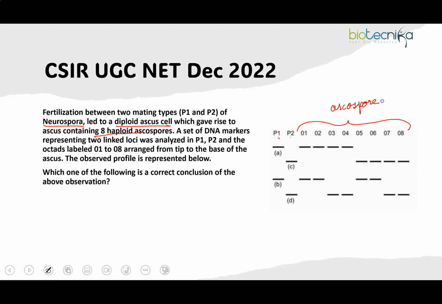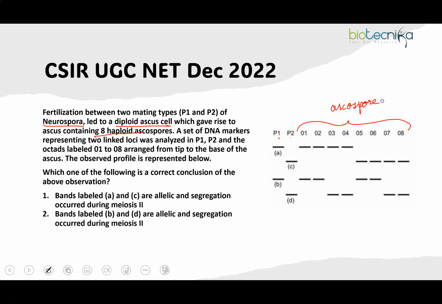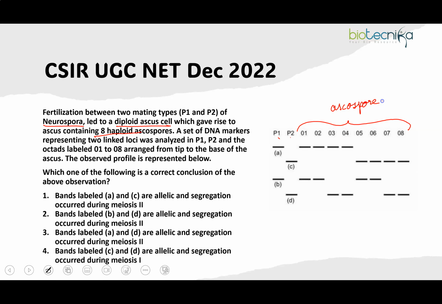Which of the following is the correct conclusion of the above observations? What are the options given? Bands labeled A and C are allelic and segregation occurred during meiosis 2. Bands labeled B and D are allelic and segregation occurred during meiosis 2. Bands labeled A and D are allelic and segregation occurred during meiosis 2. And bands labeled C and D are allelic and segregation occurred during meiosis 1.